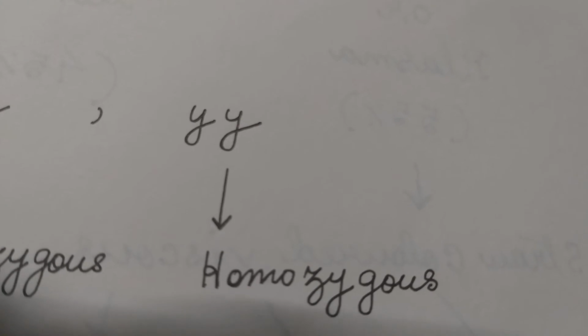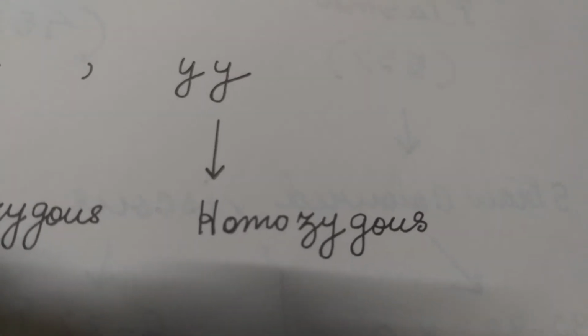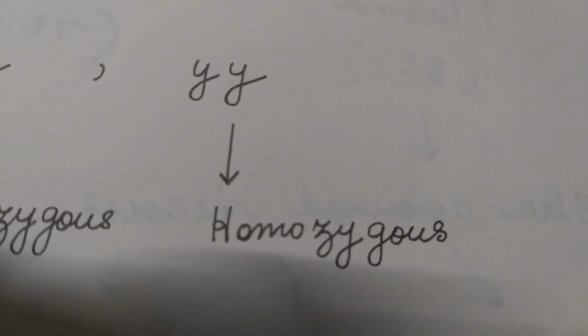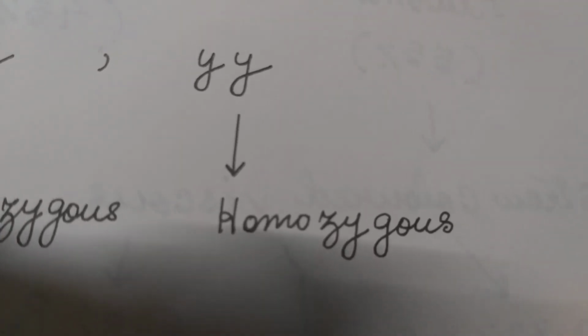Small y. This is another diploid garden pea plant. The alleles are the same, small y. They are responsible for the expression of color of the seed. Similarly, you can represent any diploid organism by two letters. Two letters mean a diploid organism. One letter means gamete.